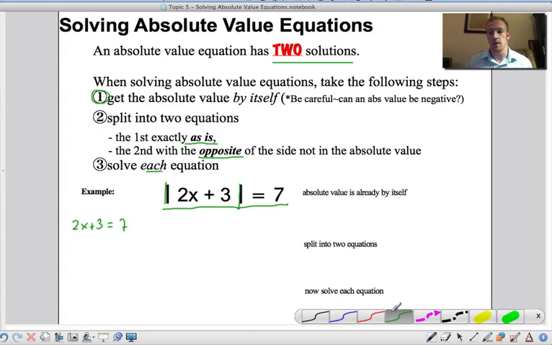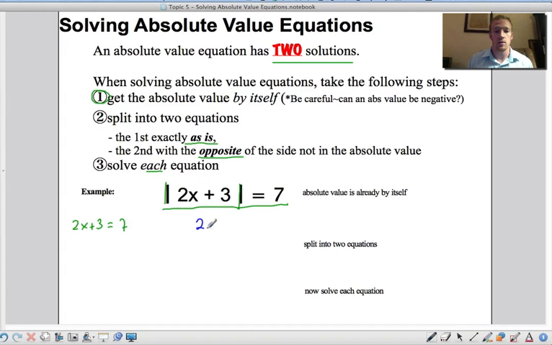And I lose the absolute values. Now, if whatever is inside here, the 2x plus 3, were to equal a negative 7, that would still be a true equation, right? Absolute value of negative 7 equals 7. So if this were to equal negative 7, that would be true as well. Okay, so just to keep it clear, get rid of that.